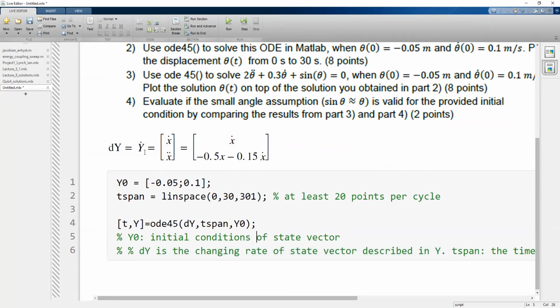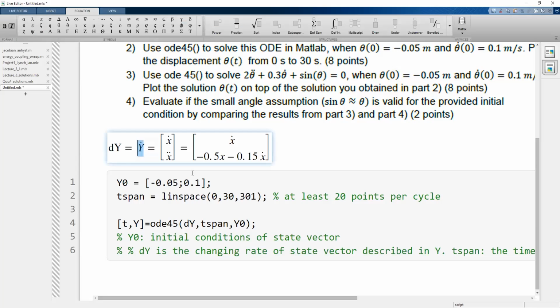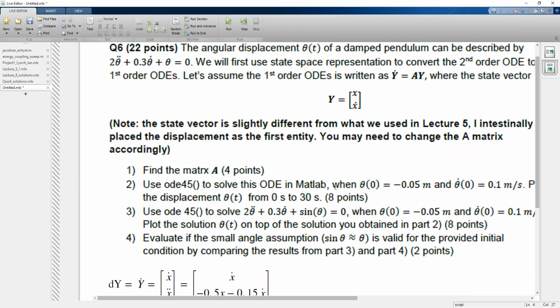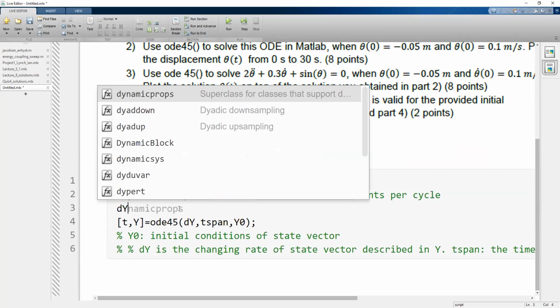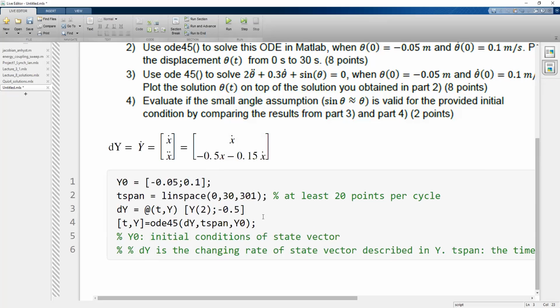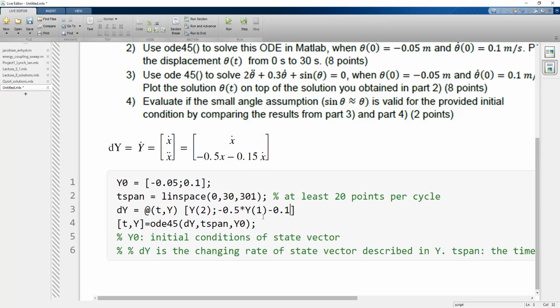So we described the changing rate of y by using only x and x dot, by only using the variables inside of the state vector. Okay, so what you can do here is then you define a dy function. Your input is always t and y. Your first input is time, second input is a state vector. And then as we know, your dy is a 2x1 vector. So the first entity is just y2, right? Because x dot is the second entity in your y. And then the second entity is minus 0.5 times y1 minus 0.15 times y2. Then you just need 4 lines. You're going to get your response.